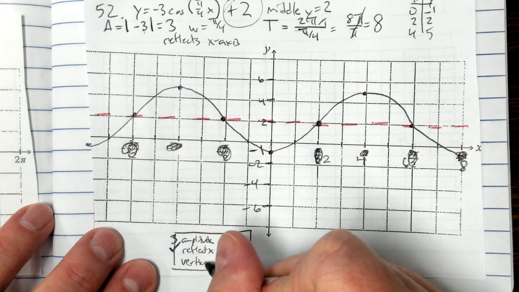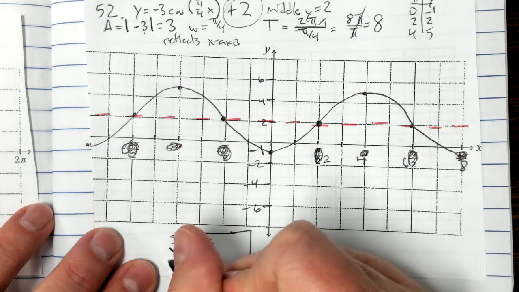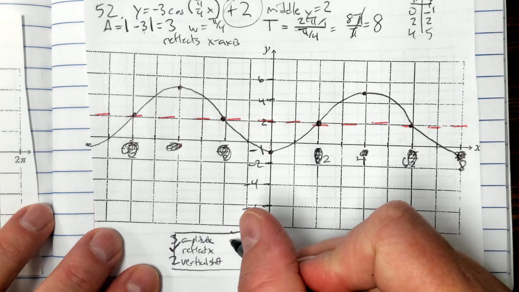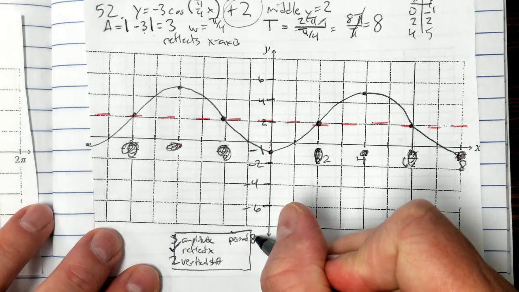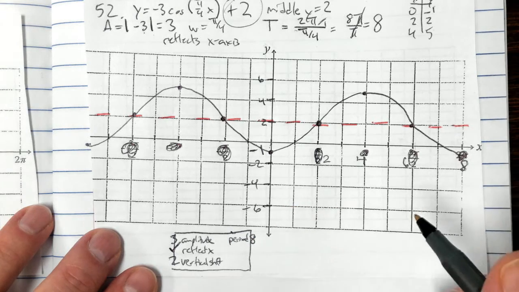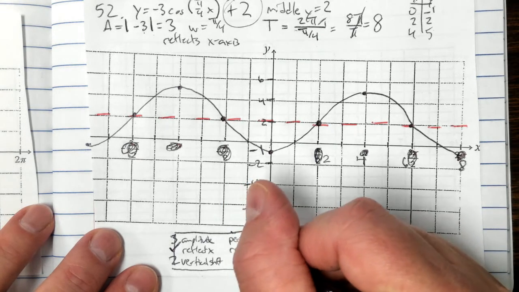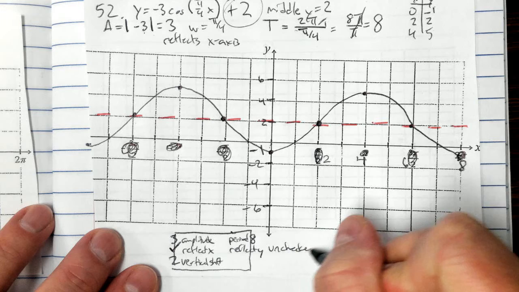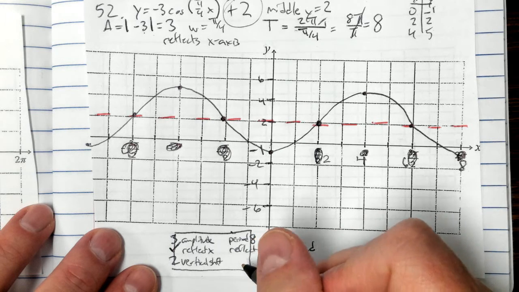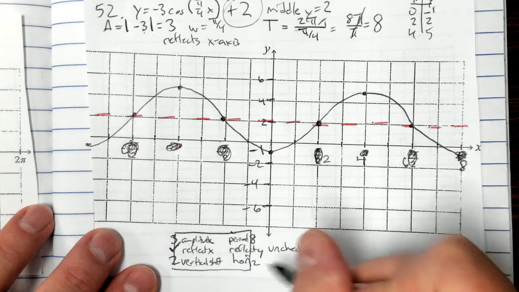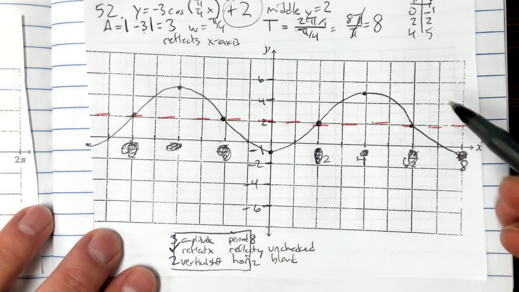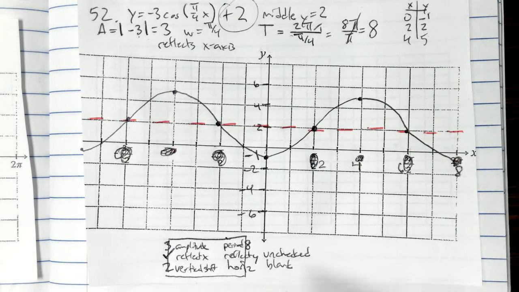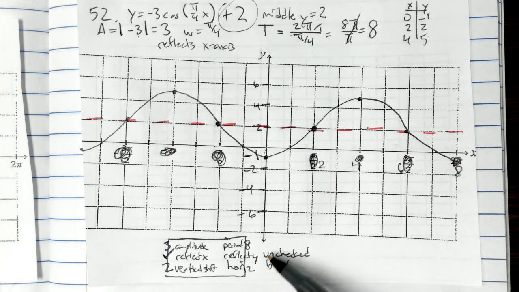It's going to ask vertical shift, and you're going to say 2, because that's the +2. There's going to be a place where it says period, and you're going to put 8 in this case. There's a place where it says reflect Y, but keep it unchecked. And then there's something about a horizontal shift, and leave it blank, because we're not doing pi force x plus or minus 1 or plus or minus a number. So leave the horizontal part blank, as well as reflecting the y.